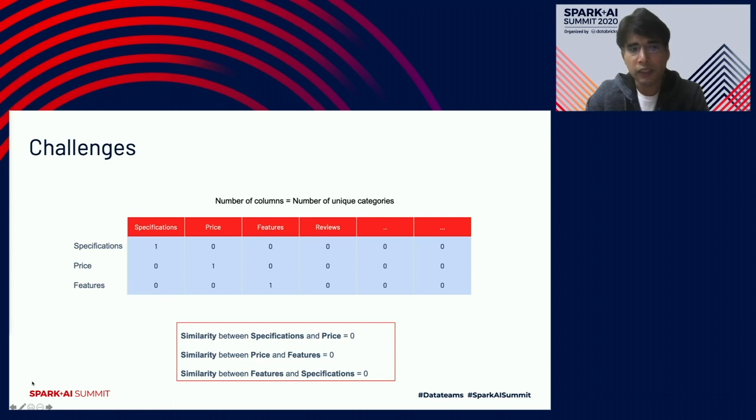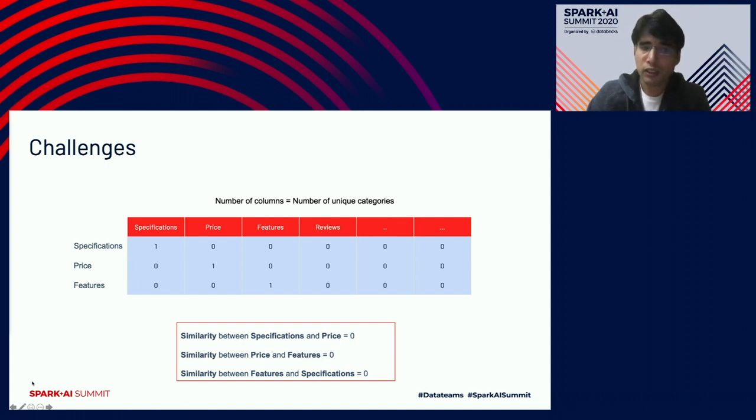To give an example, let's say in this case we take three categories: specification, price, features. And if we want to represent these using one hot encoding, we can do this in the manner we see on the screen, right? For specification, only this value would be enabled and the rest of them would be zero, resulting in a sparse matrix, right? The drawback is the number of columns would be equal to the number of unique categories you have in your data. But like I mentioned earlier, the other drawback is if you want to calculate how similar or dissimilar these categories are to each other, you cannot do that using one hot encoding.